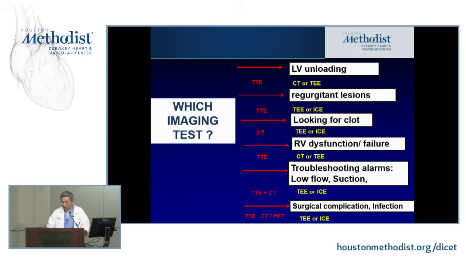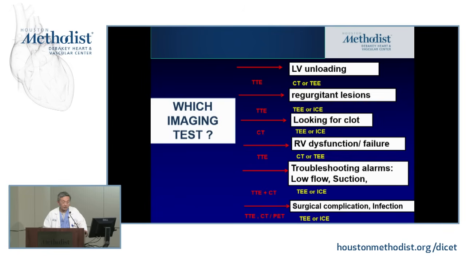So going back to what Mahwash showed in the beginning, for LV unloading, I think transthoracic is enough, and very rarely will require CT or TEE to look for LV unloading. For regurgitating lesions, I think transthoracic, TEE and ICE, and CT might provide some insight in terms of long-term aortic valve structural changes contributing to the progression of AR. But at this stage, we don't really use CT for assessment of AI.